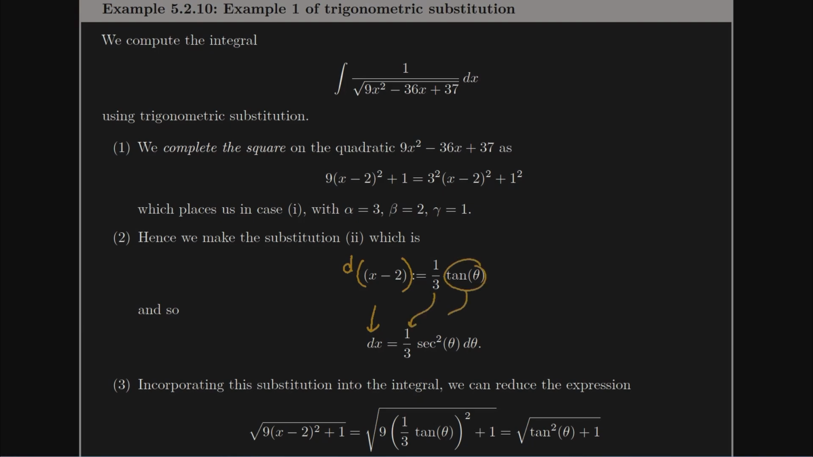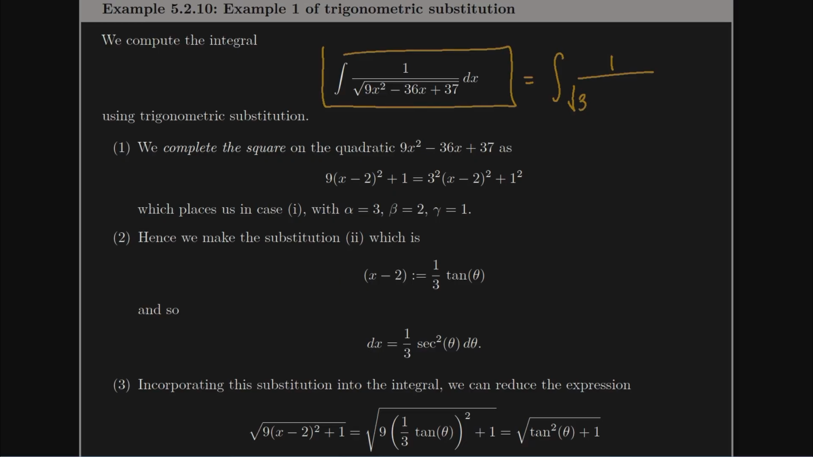What's the derivative of tangent? The derivative of tangent is secant squared, and then we're going to get the d theta coming from the chain rule on tangent of theta. So dx ends up being 1/3 secant squared d theta, which means that our original integral up here, which is also written as, because of completing the square, 1 over the square root of 3 squared (x minus 2) squared plus 1 squared, dx, we can substitute x minus 2 for 1/3 tangent theta. We can substitute dx for 1/3 secant squared theta d theta.